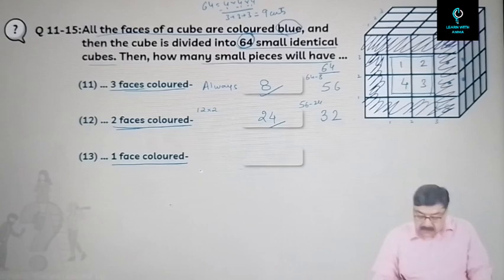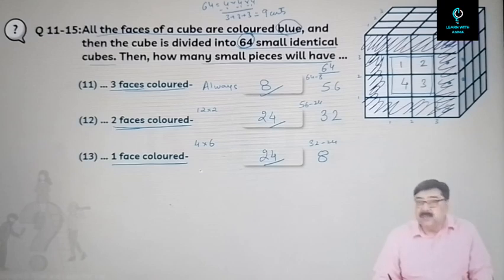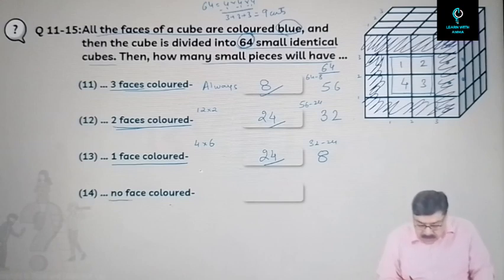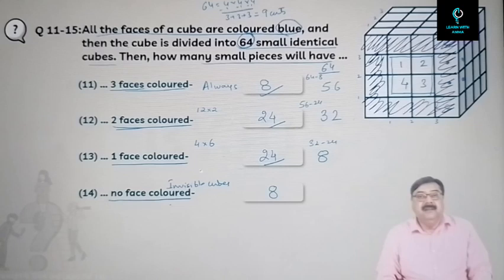So 4 on one face, number of faces is 6, so 4 into 6 shall become again 24. 24 more cubes found out of 32 in discussion. So 32 minus 24, we are still left with 8 cubes or 8 small pieces to be identified. And where are these? Well, these are those which have no face colored. These are invisible cubes which are 8 in number. So that's where the story ends.